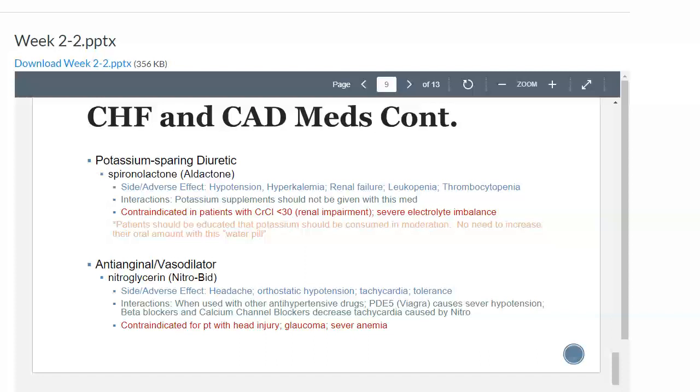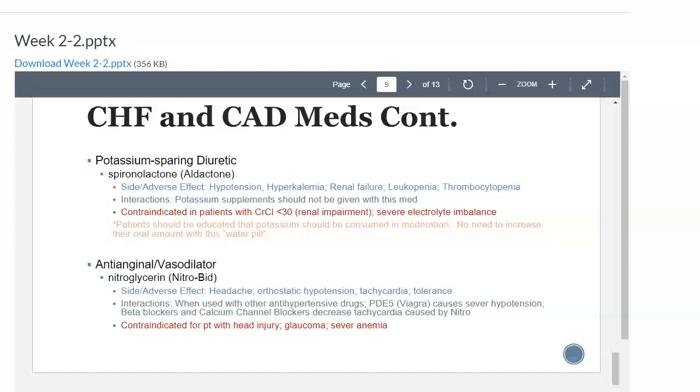When patients are first put on this, you might see them have a headache because it also vasodilates the vessels in the head, causing them to develop a headache. Because of the vasodilatory effect, it might cause a drop in blood pressure, causing orthostatic hypotension, headache, tachycardia. Be careful when using it with other antihypertensive drugs. It can cause severe hypotension.